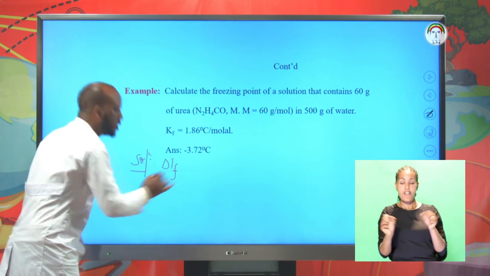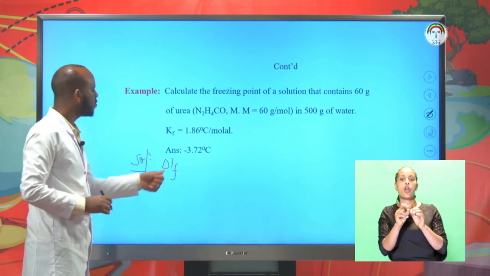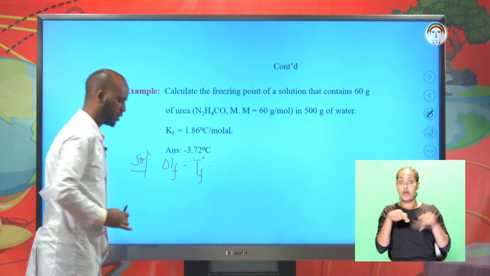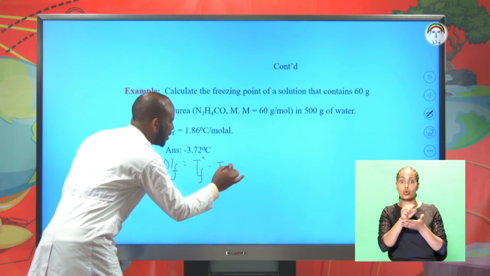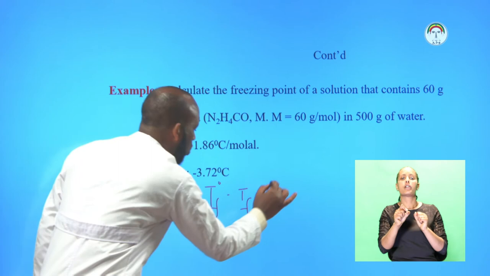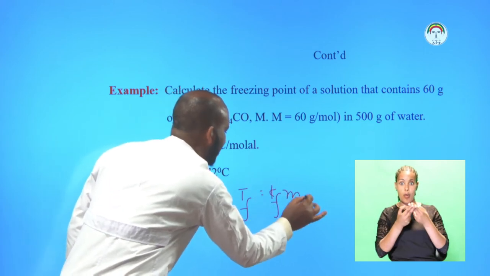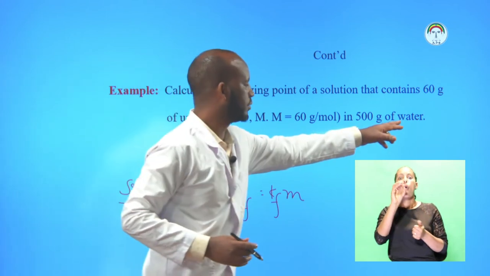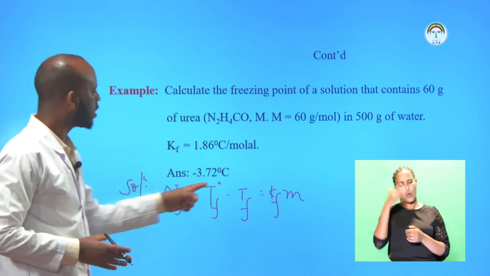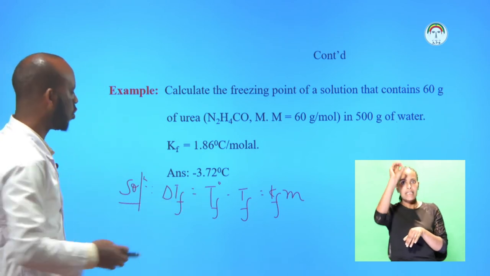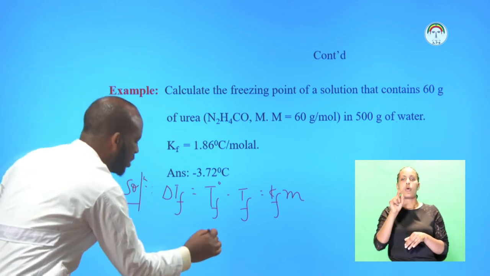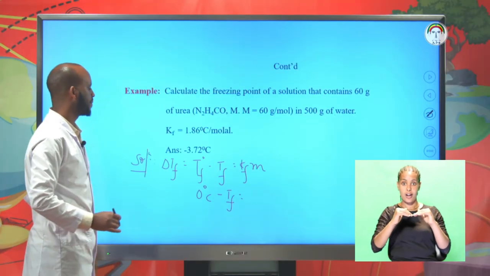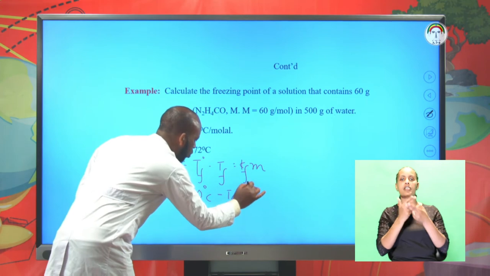Now, delta Tf, freezing point depression, lowering in freezing point, equals freezing point of pure solvent, T naught f, minus freezing point of the solution, Tf, equals freezing point depression constant Kf times molality of the solution. Now the solvent is water. We know that water freezes at 0 degrees centigrade. Therefore, T naught f is 0 degrees centigrade. This is 0 degrees centigrade minus Tf equals Kf times molality of the solution.